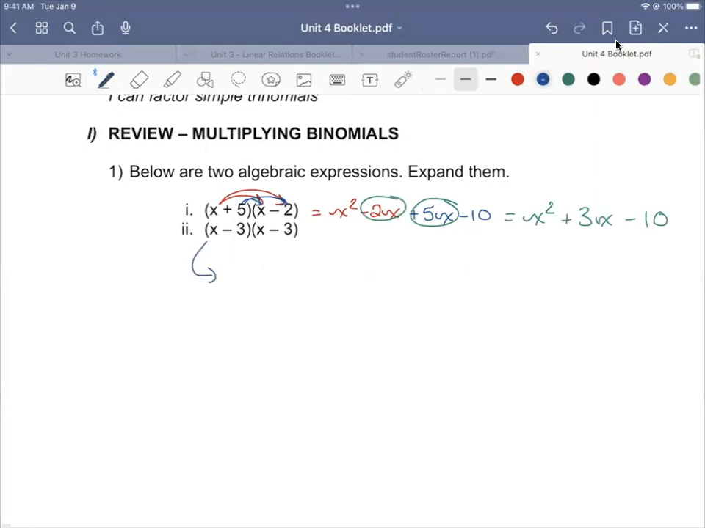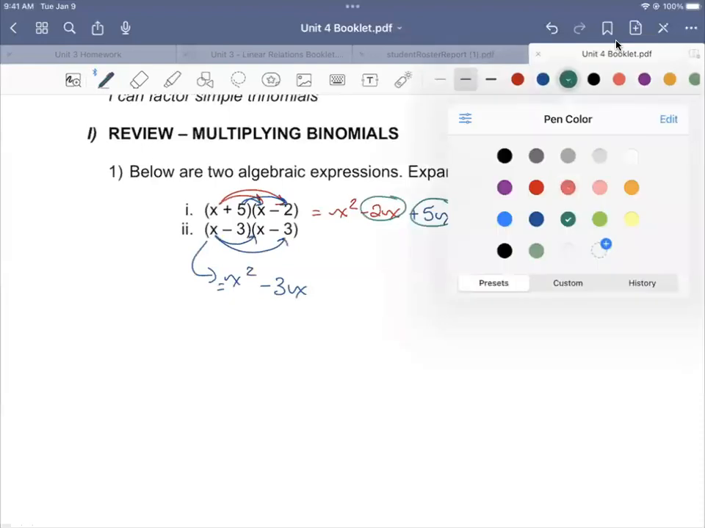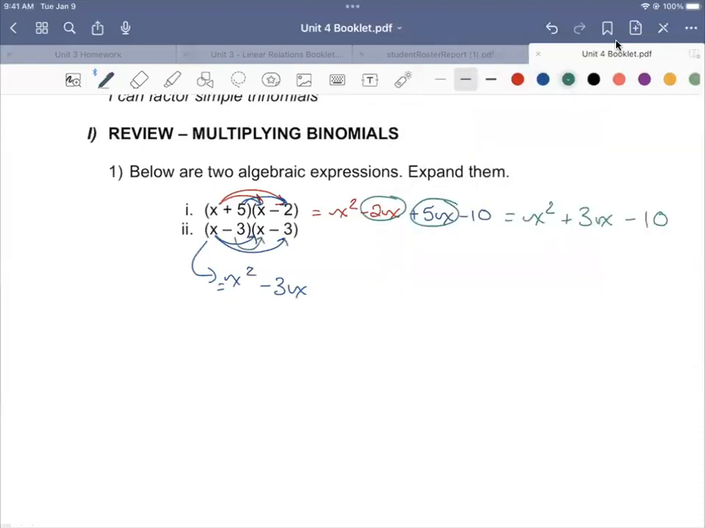For this one, I'm just going to write it down here so I have a little bit more space. Same exact thing. I'm going to do x times x is x squared. x times negative 3 is going to give me negative 3x. Negative 3 times x is going to give me negative 3x. And negative 3 times negative 3 is going to give me positive 9. I can then combine my like terms and that gives me x to the power of 2 minus 6x plus 9.